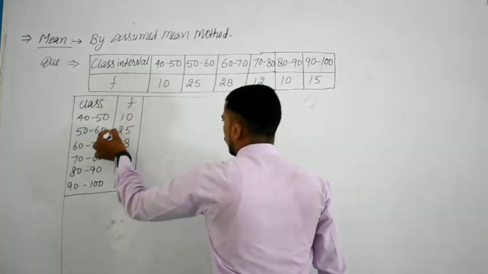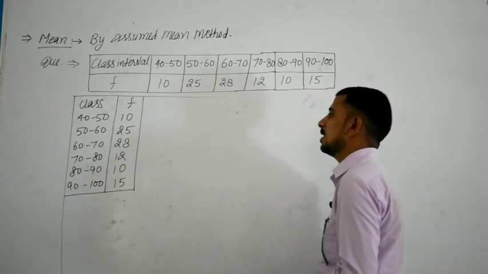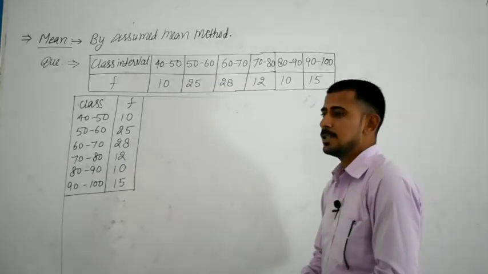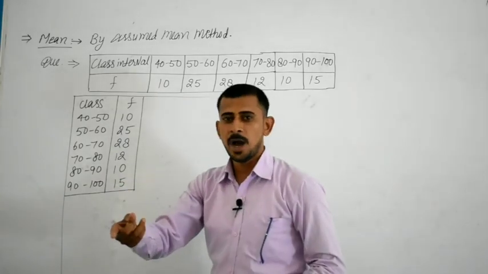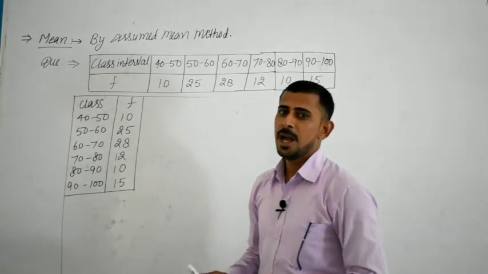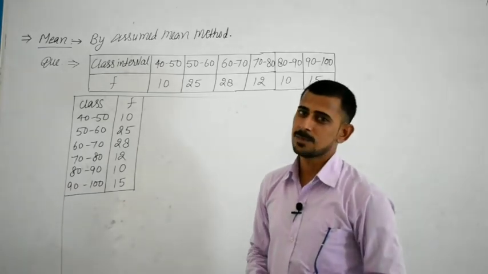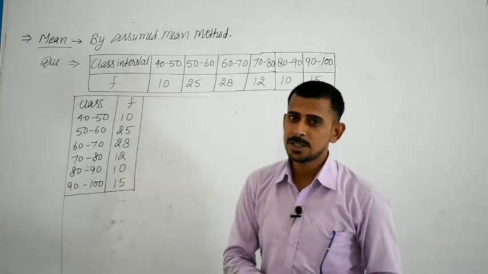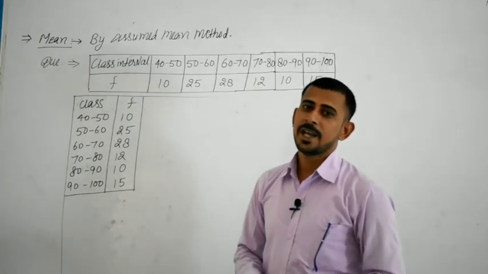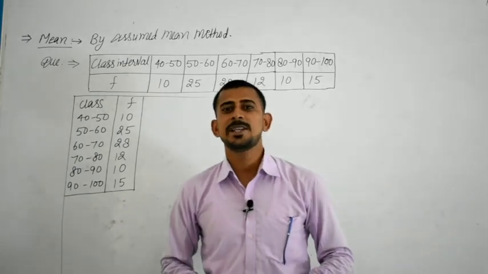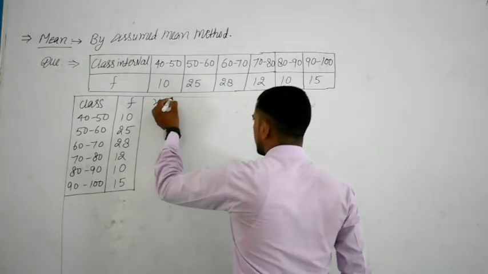Now we are going to find the mean of this frequency distribution table by the assumed mean method. Class is given, which means first find the value of class marks. In previous questions we also studied class marks. Class mark means lower limit plus upper limit divided by 2, or we can say the average of lower limit and upper limit.